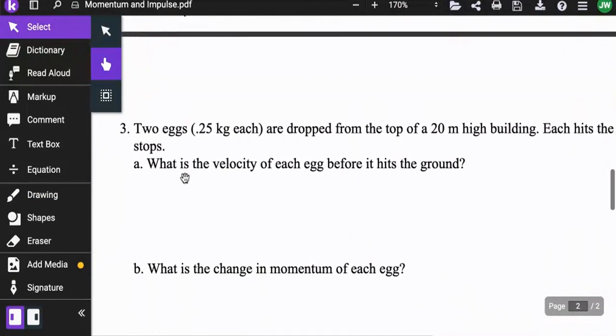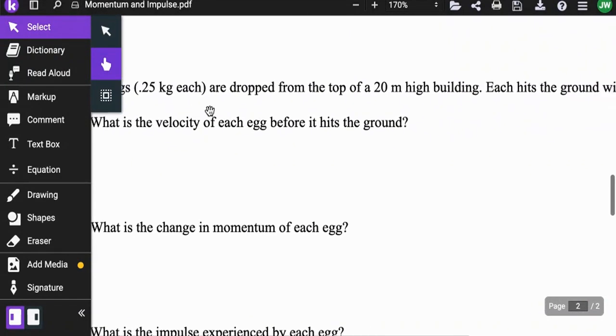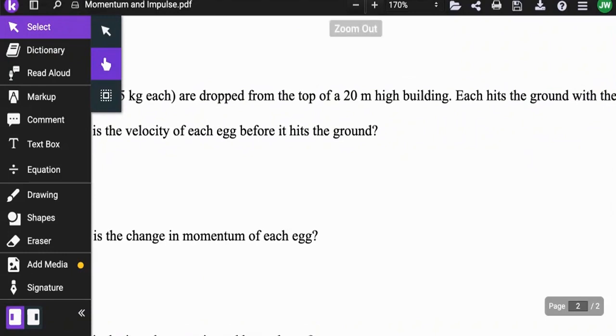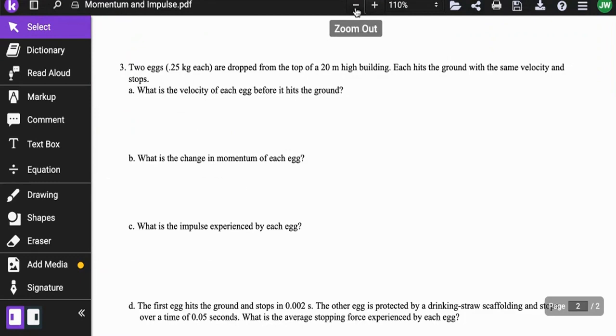What do we have? 2 eggs, 0.25 kilogram each, are dropped from the top of a 20-meter high building. Each hits the ground with the same velocity and stops. So they're dropped, so the initial velocity is 0. We know they're going to accelerate based on gravity. They're going to hit the ground. But we're coming out of the energy unit, and we're feeling a little bit better about energy than kinematics. So let's use energy to solve this.